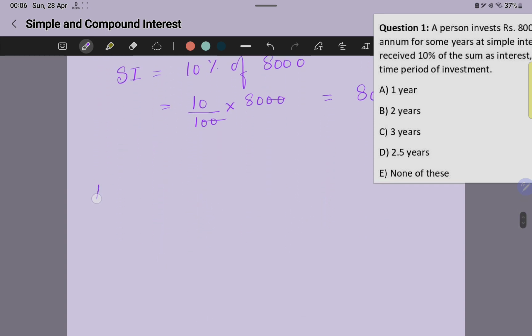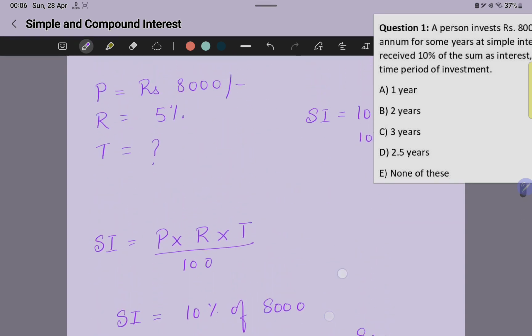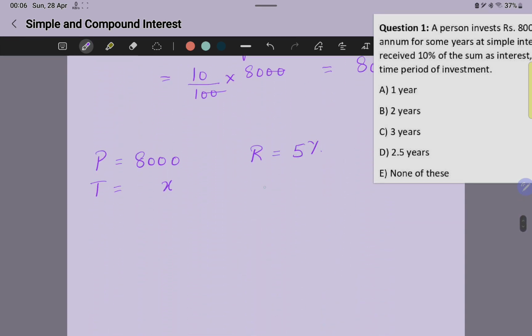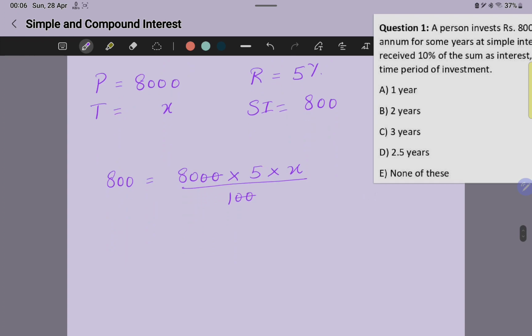So now we've got everything. P is 8,000, time is not given so we take it as X, rate given is 5%, and simple interest is 800. So now we are going to put this in the formula. 800 is equal to 8,000 into 5 into X upon 100. So we'll cut these zeros. Now it becomes 800 is equal to 80 into 5 into X.